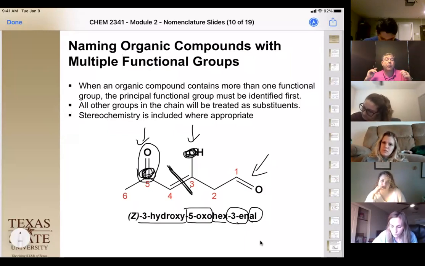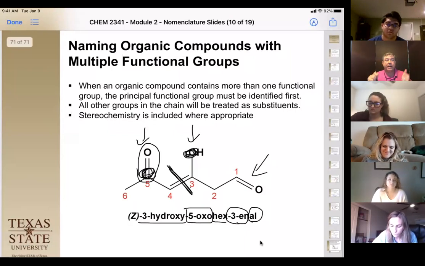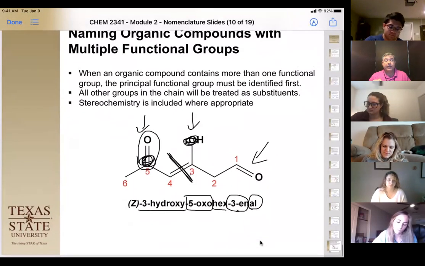Okay. So with a little practice and following the rules in order, you can name very complex organic molecules and get them correct most of the time. All right, we're right here at 9:20. And that is my last slide for Module 2.